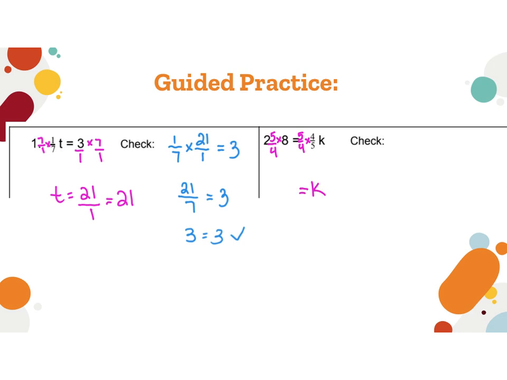On the left, I would want to put my whole number over 1 to turn it into a fraction, and then multiply across. 5 times 8 is 40, and 4 times 1 is 4. So k equals 40 over 4. If we were to simplify this fraction, we would find that k equals 10.